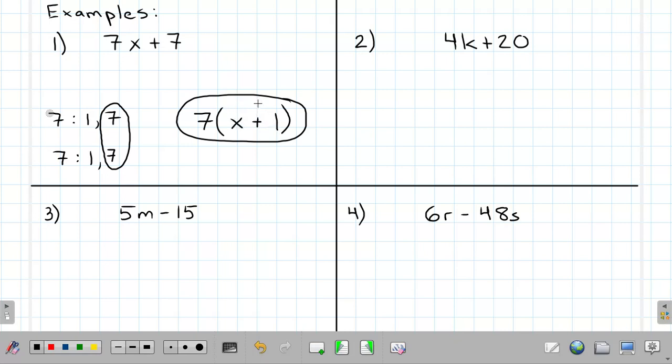So what we've done here is we factored out a 7, meaning 7 goes on the outside of the parentheses, and what's left, once again, when we factor, it's basically we're dividing out a 7, meaning this term loses a factor of 7, and this term loses a factor of 7.